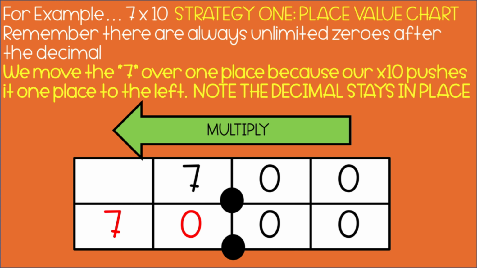Then we're going to move our digits over the number of zeros that we see in our problem. So if we have 7 times 10, 10 has 1 zero in it, so we're going to move that 7 over 1 to the left. And we're moving it to the left because we're multiplying, right? So our number is generally, with whole numbers, getting bigger.